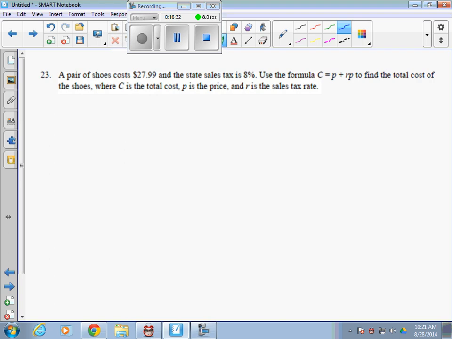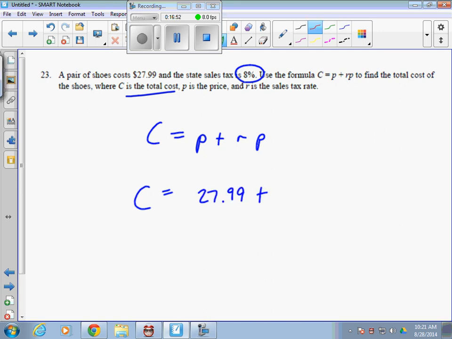23 says a pair of shoes costs $27.99 and the sales tax is 8%. C equals P plus RP. So the C is going to be the total cost. P is the price, R is the sales tax rate. So the total cost equals the price, $27.99, plus the rate. Remember with rate, anytime you're multiplying by a percentage, you have to move the decimal once, twice. So you're saying 0.08 times the price again, $27.99.